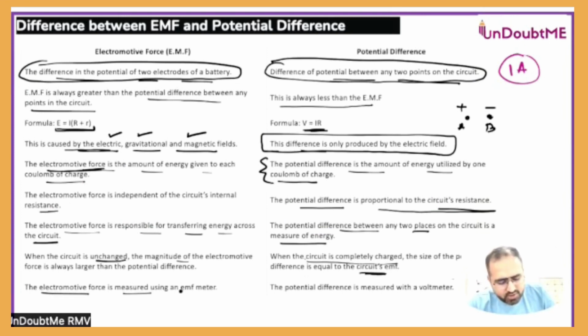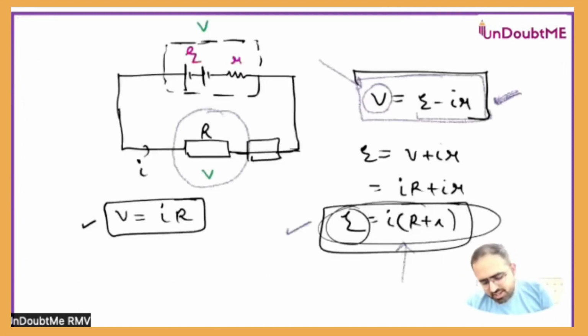Electromotive force is measured using an EMF meter, and potential difference is measured using a voltmeter. The EMF meter will have only one calibration in it. It will be the same as a voltmeter. If you go to a physics lab and check it out, there will be only one calibration done for the EMF meter, and that calibration will be this formula.